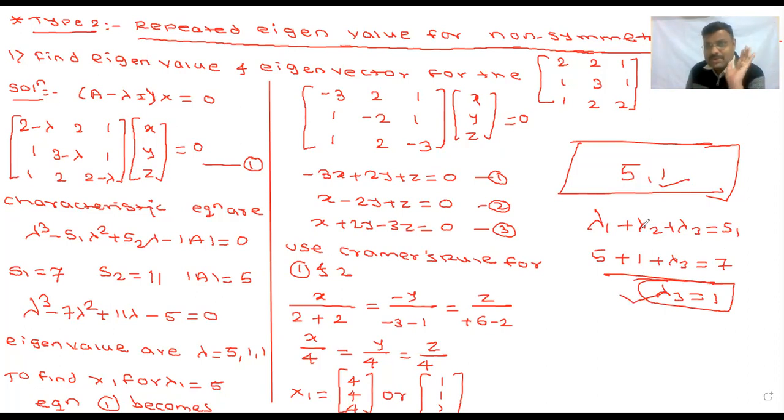The process is the same as the previous example. This is the eigenvalue and eigenvector. Clear? Yes, sir. Just write down.